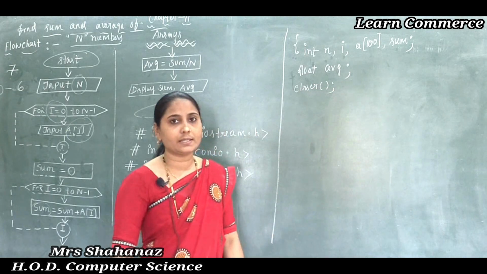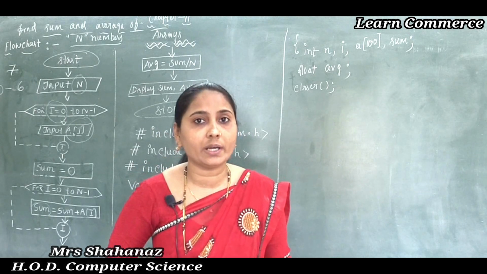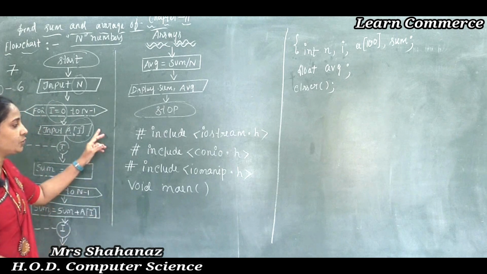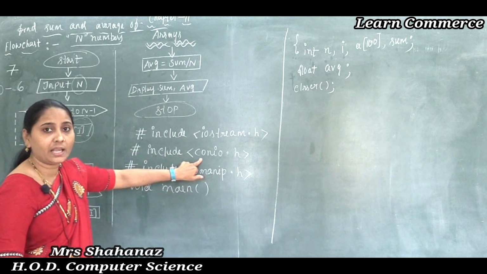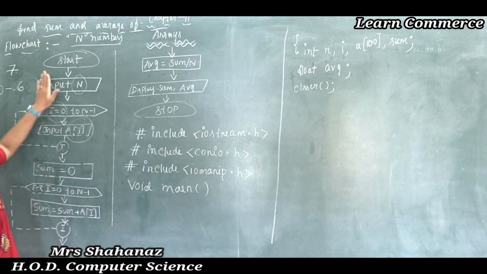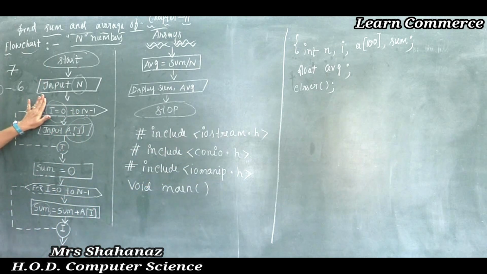The function is clrscr to clear the screen, and before using clrscr, we need to use the header file, that is conio.h here. And next, whatever I wrote in the flowchart, I am going to start.